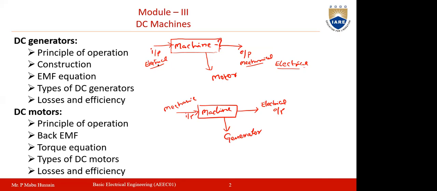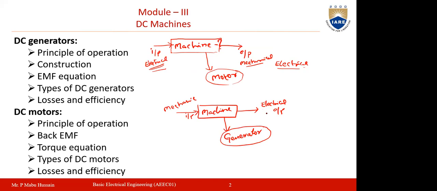Okay, right. So depending upon whether input is electrical or output is electrical, you can define the machine as either motor or generator, right? If the machine is taking electrical input and giving mechanical output, that machine you can call a motor. If the machine is taking mechanical input and giving electrical output, then you can call it a generator.